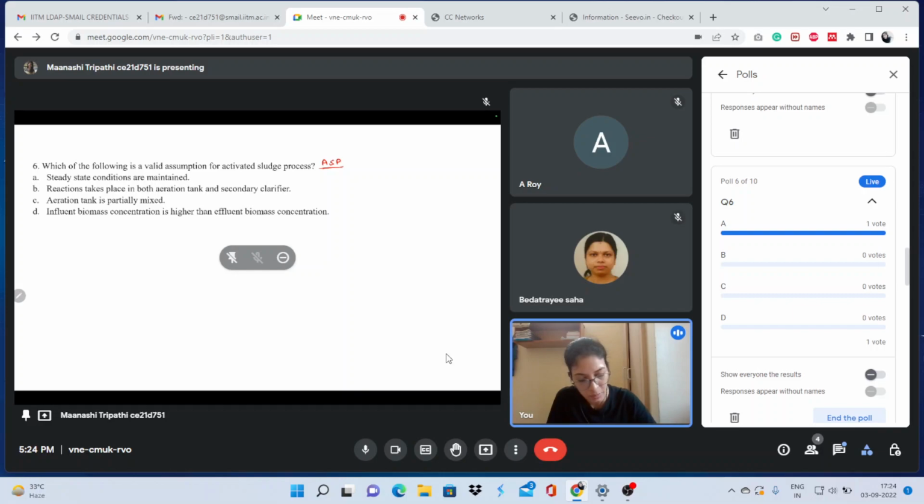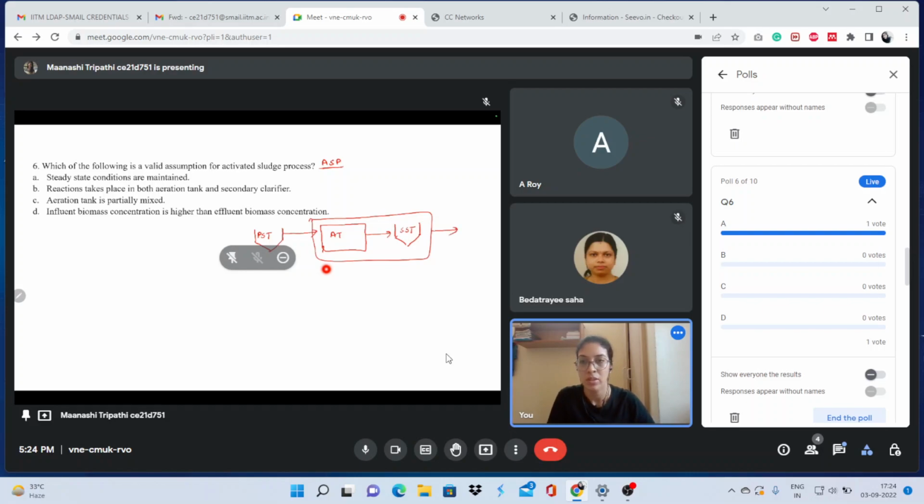What happens in the ASP process? There will be a primary sedimentation tank, from where the water will go to the aeration tank. Then the water will go to the secondary sedimentation tank. So this is the ASP process.